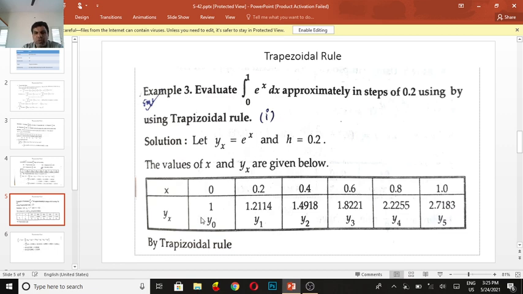If x equal to 0, the corresponding value of f of x is 1. If x equal to 0.2, the corresponding value is 1.2214. If x is 0.4, the corresponding value of f of x is 1.4918. If x is 0.6, the corresponding value of f of x is 1.8221. If x is 0.8, the corresponding value of f of x is 2.2255. If x is 1, e power 1, the corresponding value of f of x is 2.7183. So we come to the problem formula.